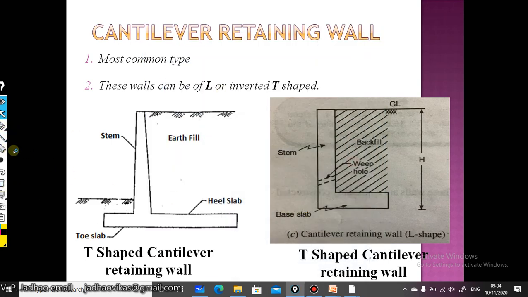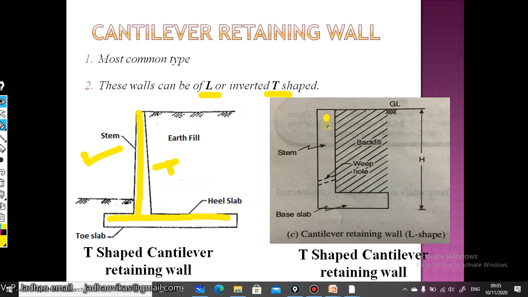So in the last lecture we have started with this design of cantilever retaining walls. Which are the different types of cantilever retaining wall? There are two types of cantilever retaining walls. The first one is L type and the second one is T-shaped type. The T-shaped cantilever retaining wall is the most used type, because it is shaped like this, an inverted T shape.